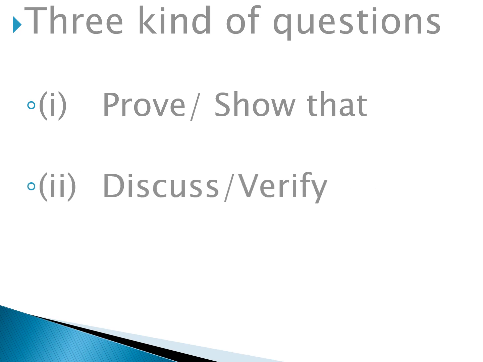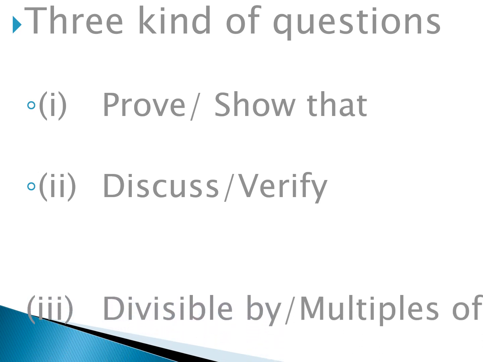Second type is discuss, verify. So it may be reflexive, may not be. May be symmetric, may not be. May be transitive, may not be transitive, or a combination of any one of the three. So you have to go for it, check it, prove it, discuss.